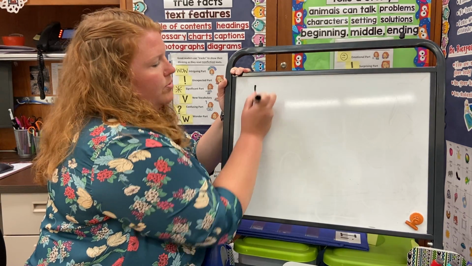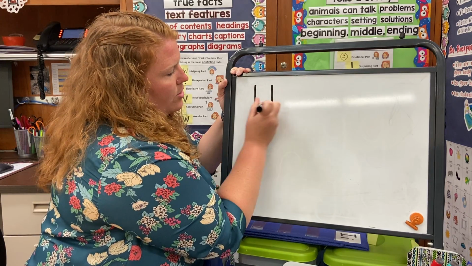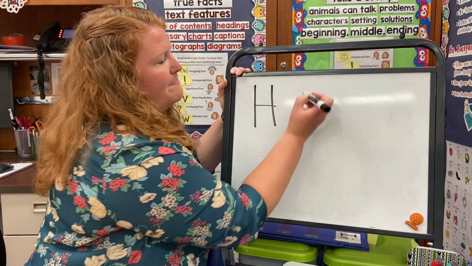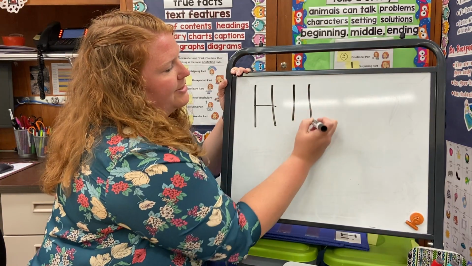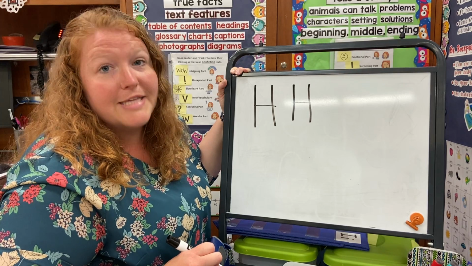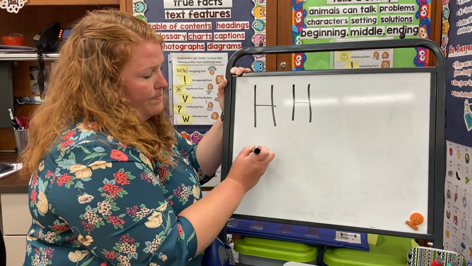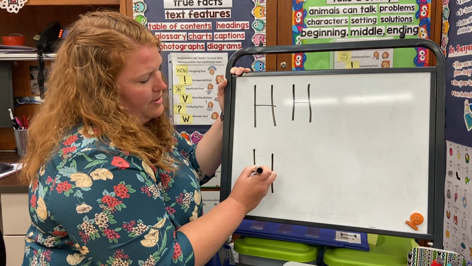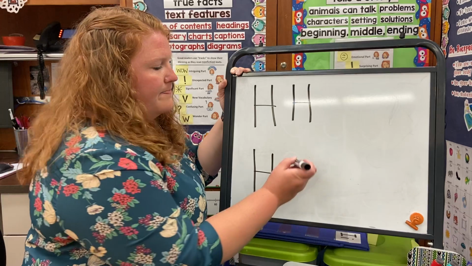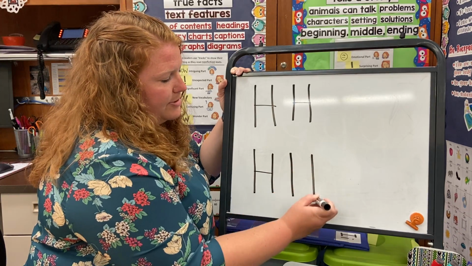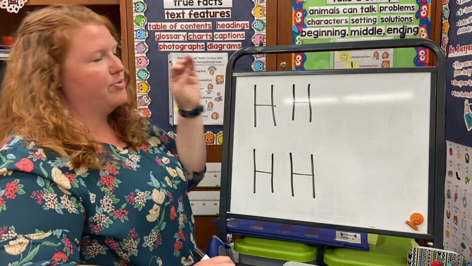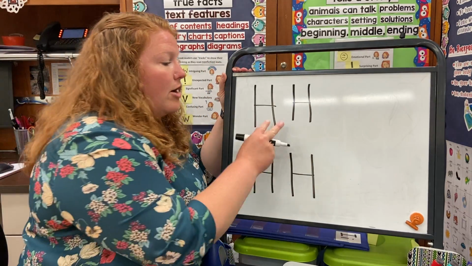Ready? Pull down, pull down, across, H. You do it with me. Ready? Pull down, pull down, across, H. Say what I'm saying this time. Pull down, pull down, across, H. Last time, do it with me. Pull down, pull down, across, H. H is a pretty easy one to write. Now, that's our uppercase H.